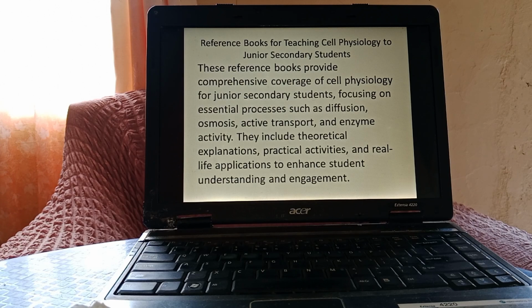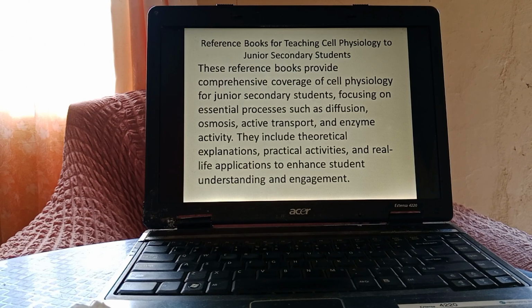The reference books for teaching cell physiology to junior secondary students. These reference books will provide comprehensive coverage of cell physiology for junior secondary students, focusing on essential processes such as diffusion, osmosis, active transport, and enzyme activity. They include theoretical explanations, practical activities, and real-life applications to enhance student understanding and engagement. So guys, I recommend you go and refer to these reference books.